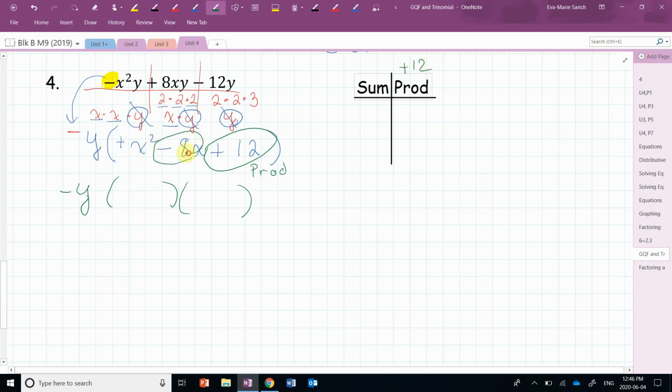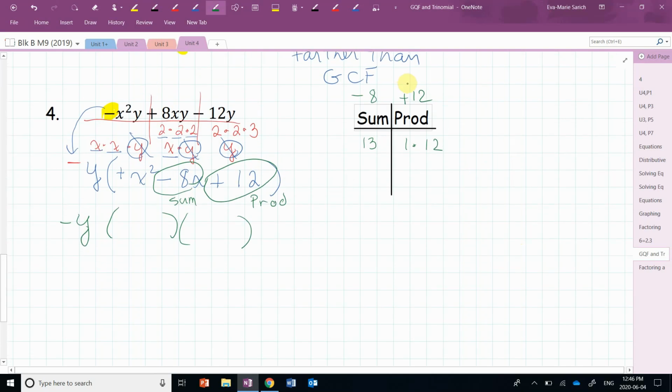And negative 8, that is our sum, okay? So what multiplies to give you 12? Well, 1 times 12 gives you 12. 1 plus 12 gives us 13. We're not even close. To get a positive here, we could have 2 positives or 2 negatives. But if we change the sign, all we're going to get is negative 13, okay?